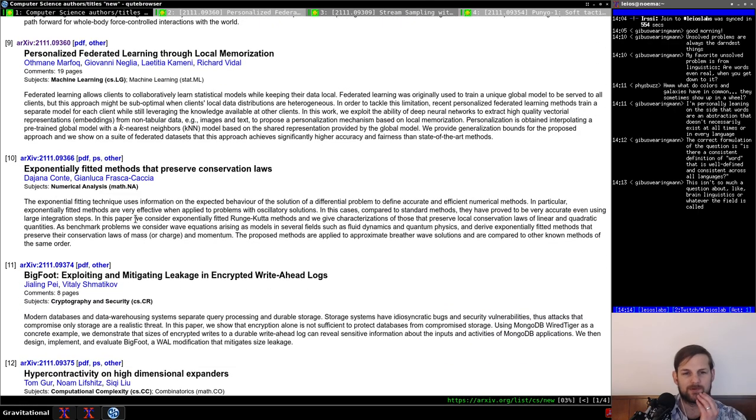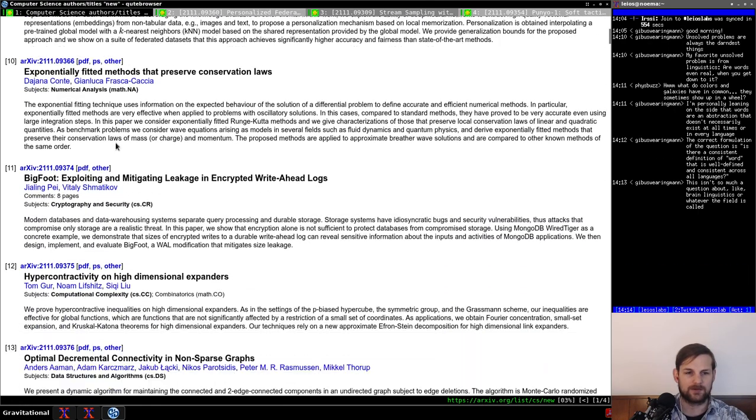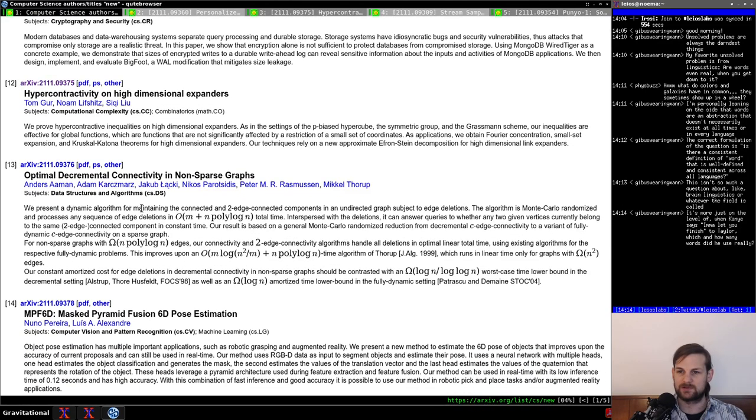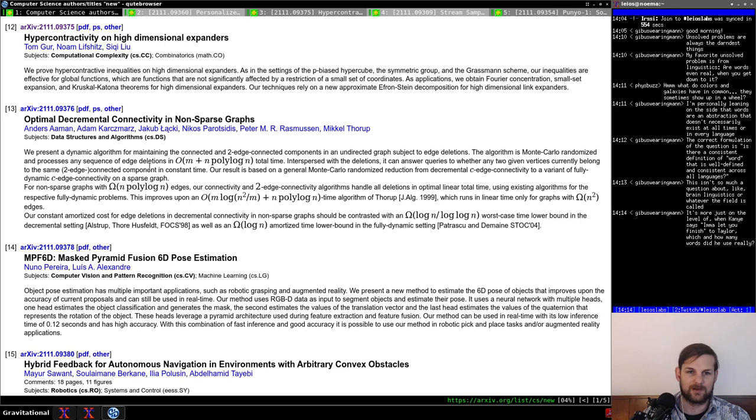Exponentially fitted methods that preserve conservation laws. Not so interested in that one. Bigfoot: exploiting and mitigating leakage in encrypted write-ahead logs. Hypercontractivity on high-dimensional expanders. Oh, that's interesting. This isn't so much about a question like brain linguistics or whatever the field is called. It's more on the level of when Kanye says, I'm going to let you finish, to Taylor, and how many words did he really use? Oh, I see. Interesting.